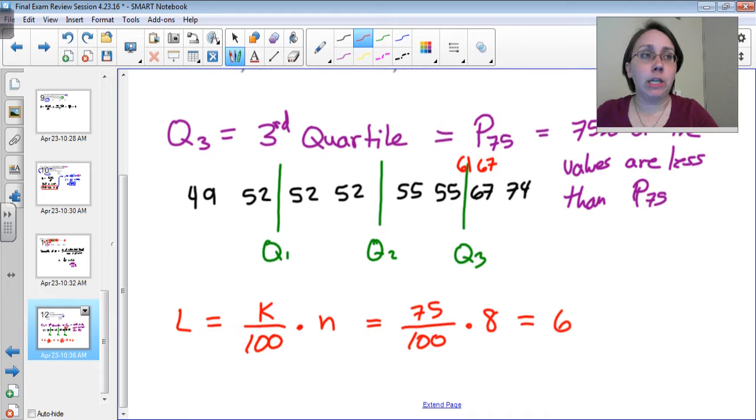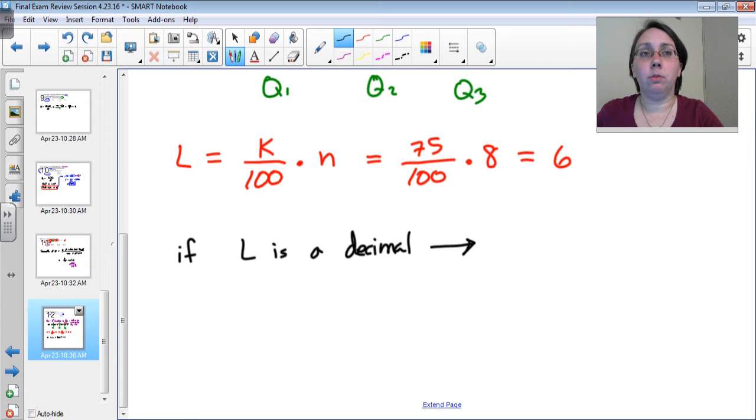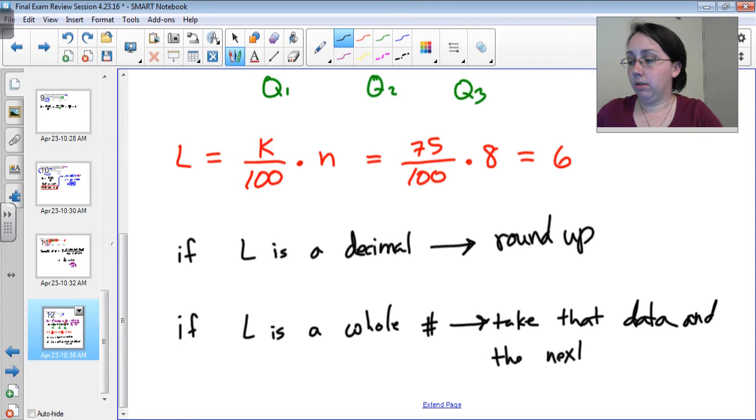Now, the locator is one of those funky things that has some funky rules to go with it. Anybody remember what those rules are? Again, this is a cheat sheet note that you should make. If L is a decimal, does anybody remember what to do? You round up. If L is a whole number, you take that number, that data value I should say. So in this case we have a 6, that's a whole number. We take that data value and the next data value. And do what with those? Find the mean or something. Yep, average them or find the mean, either way, same thing.